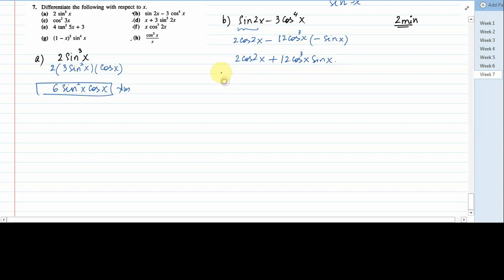After that we are going to start with part D, which says x plus 3 sin⁵ 2x. Now keep in mind that when you differentiate sine, you need to differentiate the power, you need to differentiate the function, and you need to differentiate the angle. Alright, so you have a time of 90 seconds to start the differentiation, and then I will explain. So start.